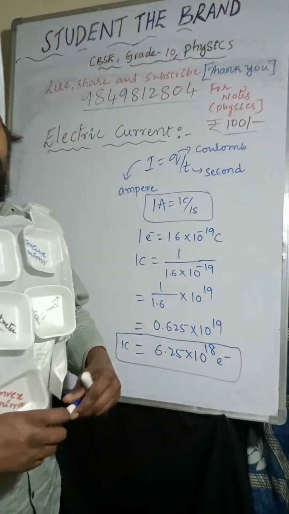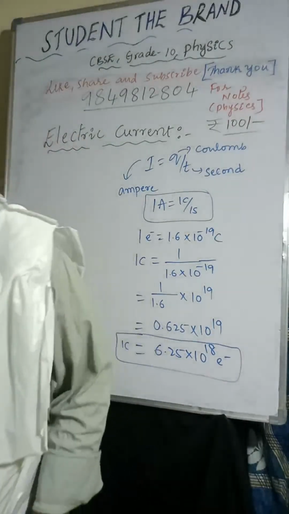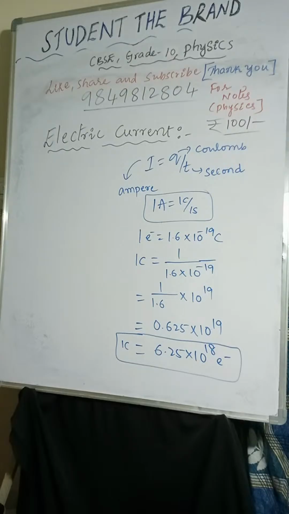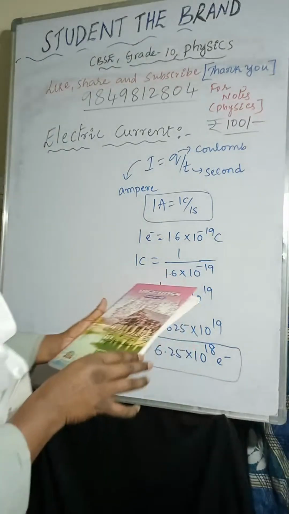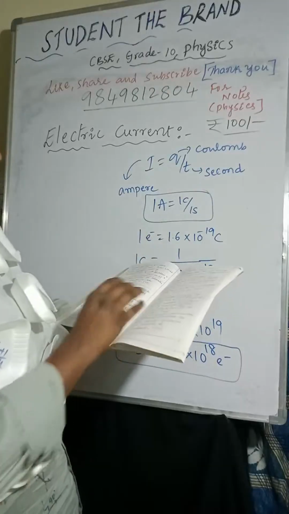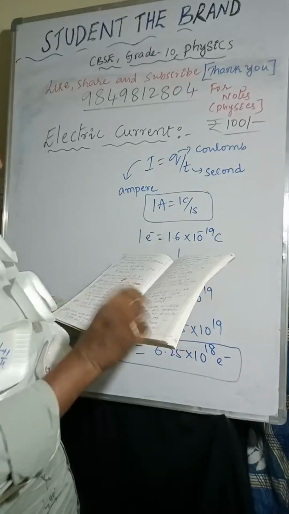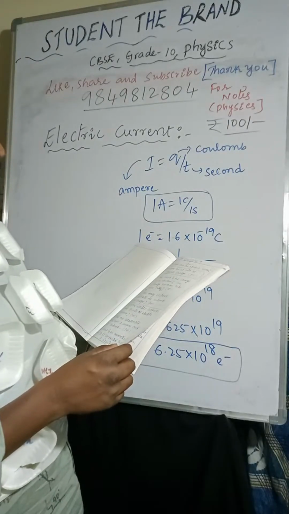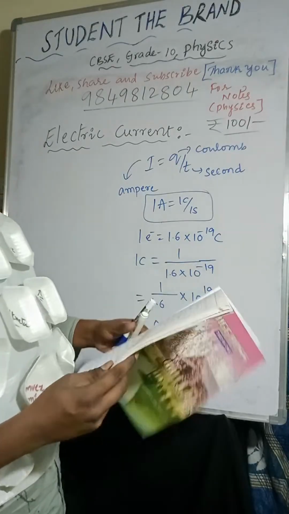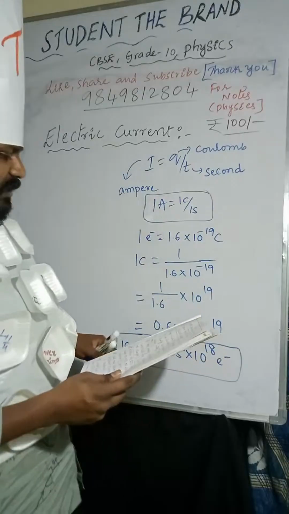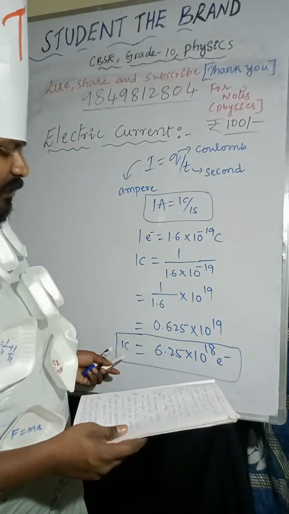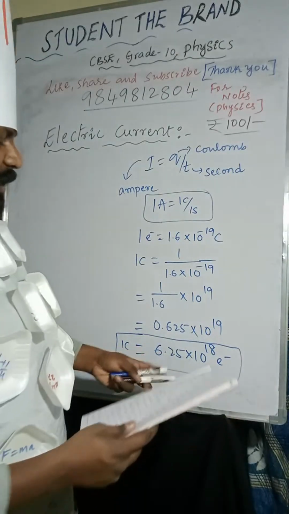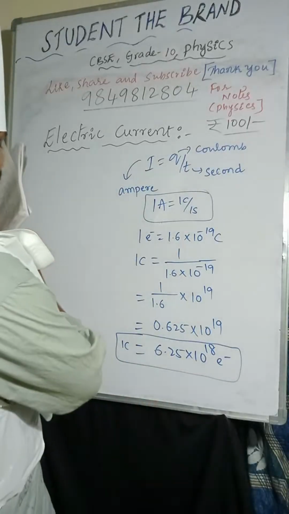Related to this, they will ask a few questions. The question is: how many electrons constitute 1 coulomb of charge? In 1 coulomb of charge, there are 6.25 into 10 power 18 electrons. They will ask this question.